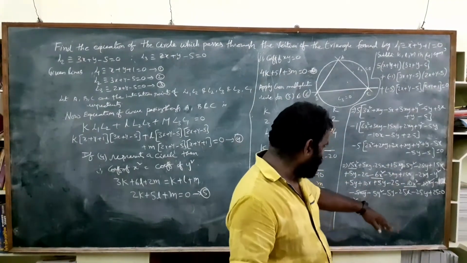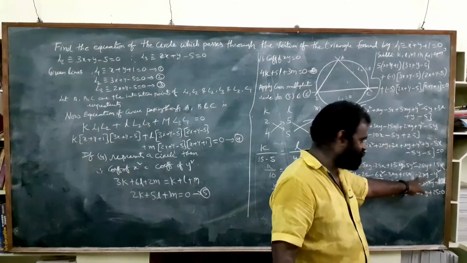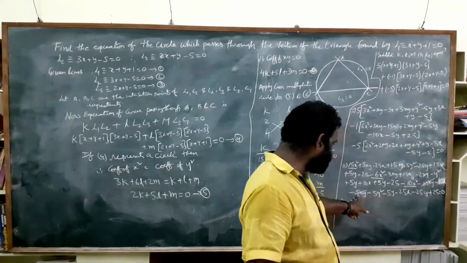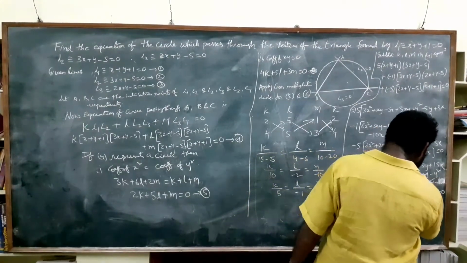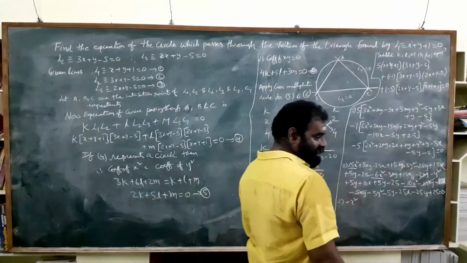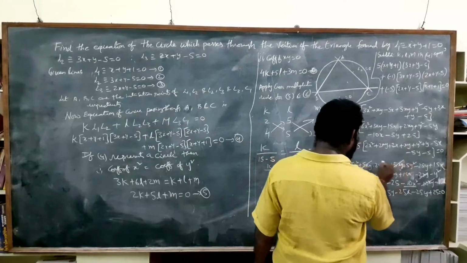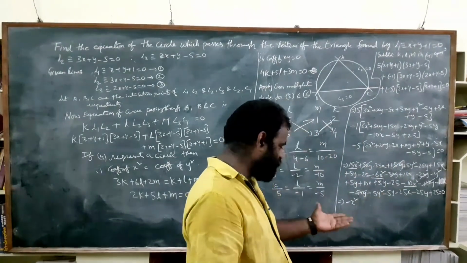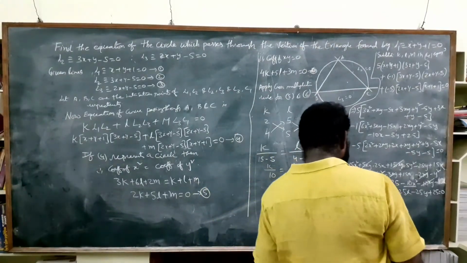So next negative xy's: minus 3xy, minus 2xy, minus 5xy, minus 10xy, minus 15xy, minus 5xy, 20xy. Total 20xy plus 20xy. So all xy's are cancelled. So the xy coefficient becomes 0. That's all. Okay, and the next.